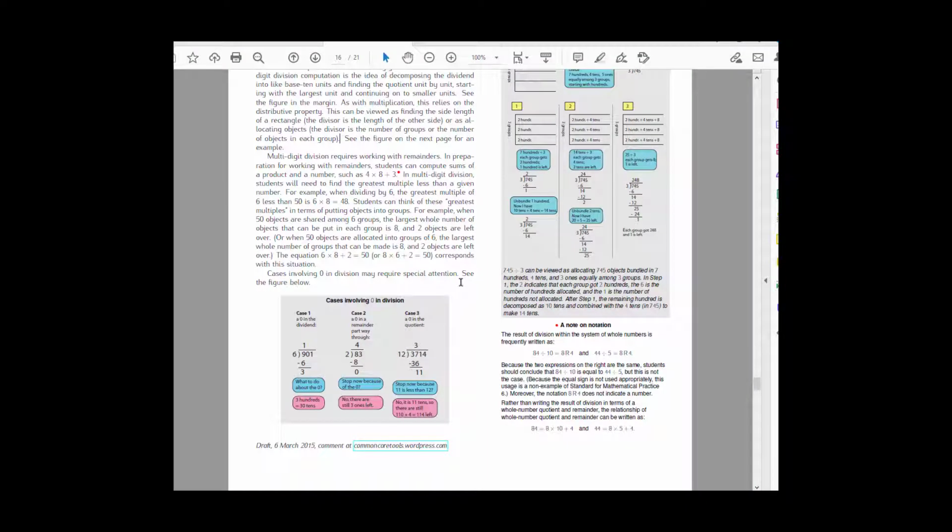When we are looking at connections from this 4th grade standard onward, there's a couple things that we should look at.